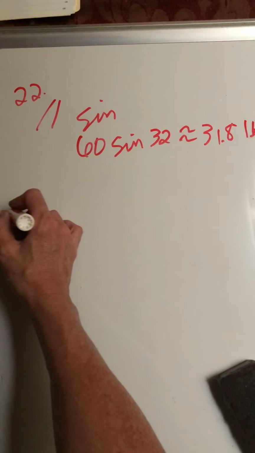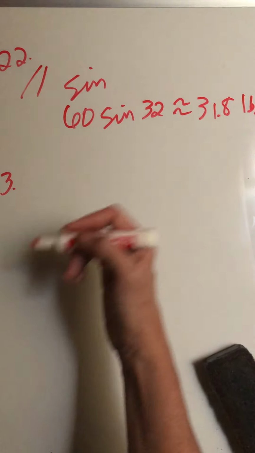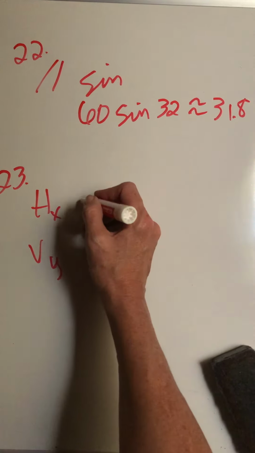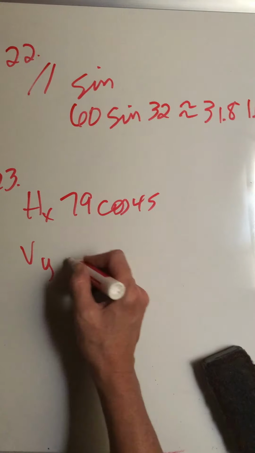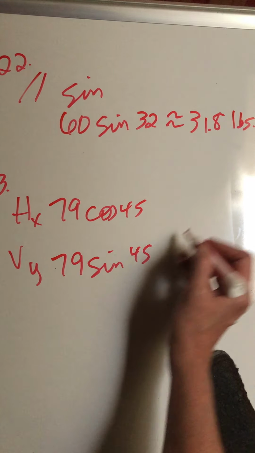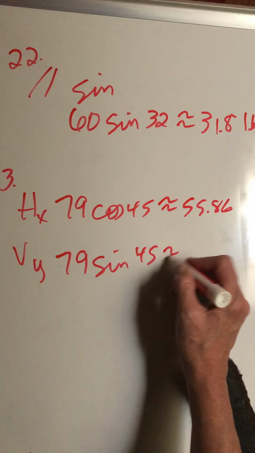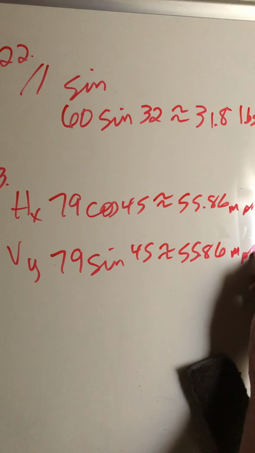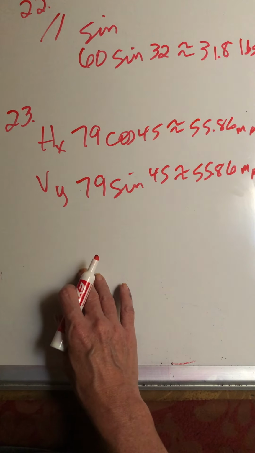Okay. Then number 23, a baseball player throws a baseball at a speed of 79, at an angle of 45 with the horizontal. Resolve the vector, so you want the horizontal and vertical components. Horizontal is your magnitude, which would be the speed, times the cosine of the angle, and your vertical is magnitude times the sine of the angle. Because this is a 45-degree angle, these are going to be the same, 55.86, because the sine and cosine of 45 are the same. Both of them are miles per hour. That's number 23, the horizontal and vertical components.